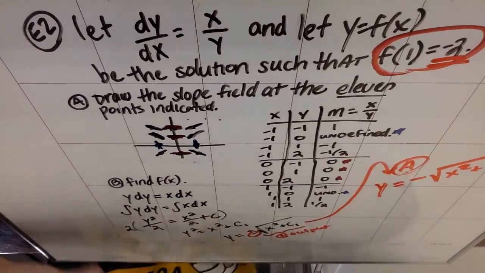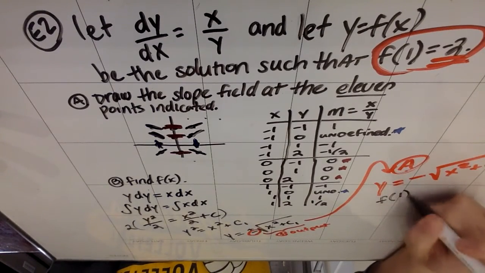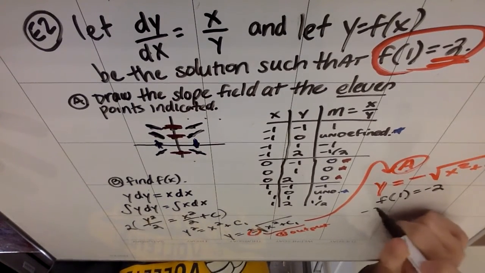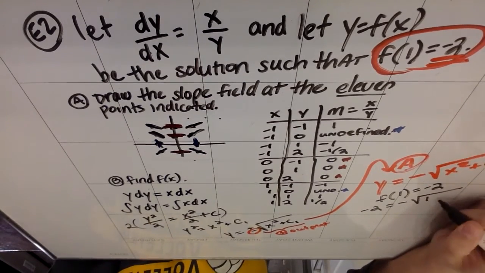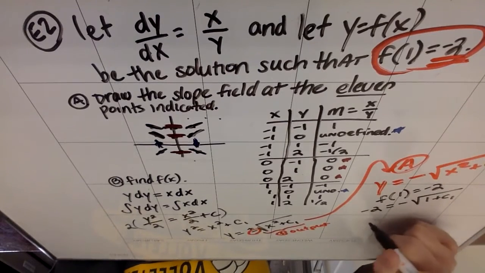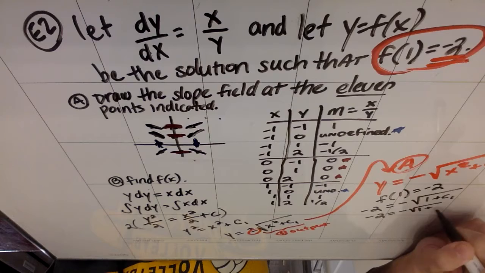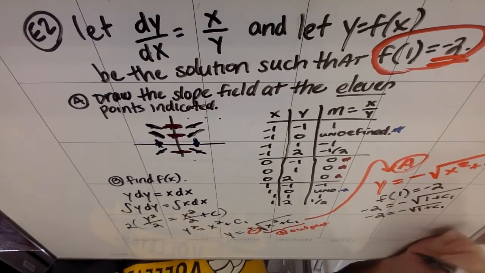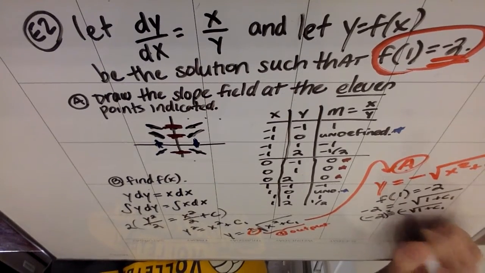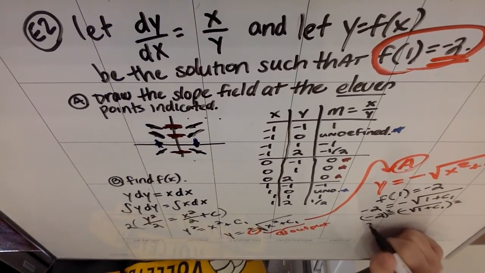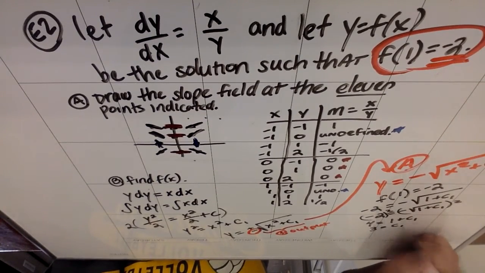I'm now going to plug in my f of 1 is a negative 2. So negative 2 equals negative square root of 1 squared, which is just a 1, plus my c sub 1. So I get negative 2 equals negative square root of 1 plus c sub 1. I'm going to square everything. When I square both sides, I end up getting 4 equals 1 plus my c sub 1. So 3 is my c sub 1.